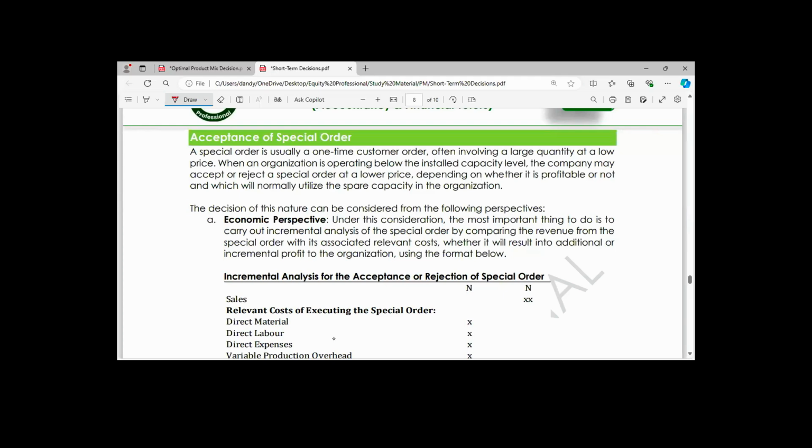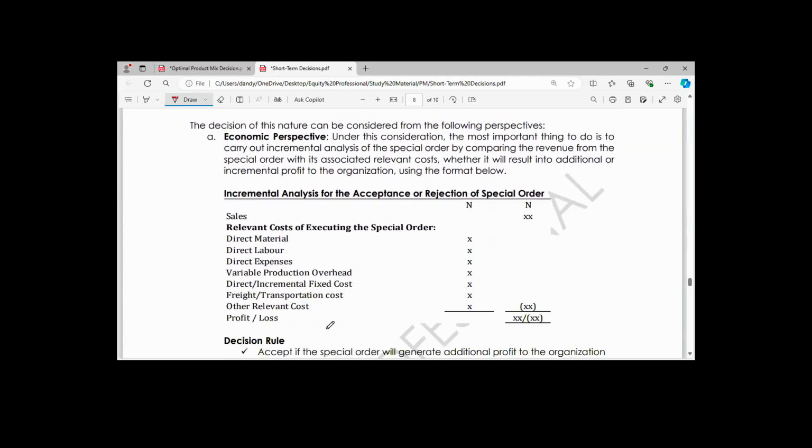So, of course, this is the format that you can use to prepare your acceptance or rejection of the special order. The first item will be the sales value. You have to note that whatever you want to do under special order must be for the purpose of the special order: the revenue from the special order versus all the relevant costs associated with the special order. Anything that is not related to the special order should not be considered at all. That is what you need to do under special order.